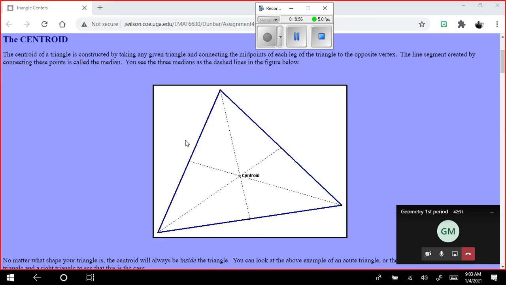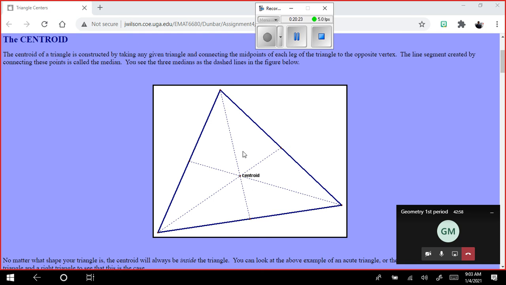Okay, we had seen triangle centers and various special segments. We will just recollect that, then I'll give you time to work on the review once again. So first we saw the centroid. The centroid of a triangle is constructed by taking a triangle and connecting the midpoints of the legs. Whenever the medians meet, we have a centroid.